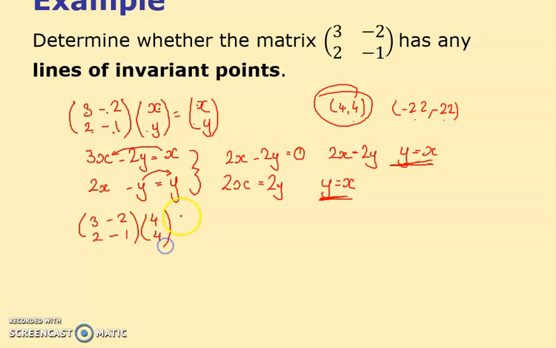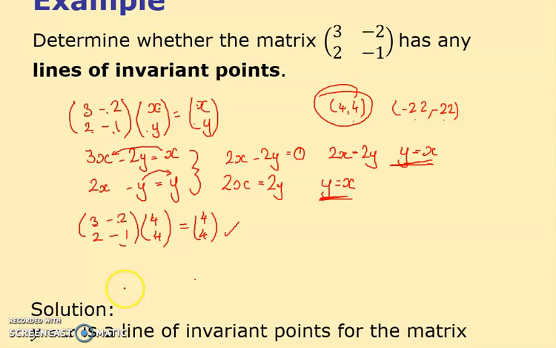I'm pleased I didn't pick 22s because I would have had to have done some proper maths. 3 4s are 12. Minus 2 times 4 is minus 8. Yeah, that gives me 4, doesn't it? 12 minus 8 is 4. 2 4s are 8 minus 4. Yeah, that gives me 4 as well. So yeah, it worked.